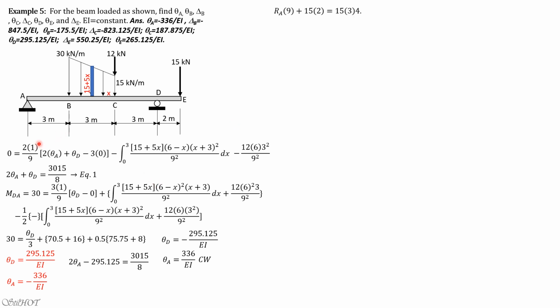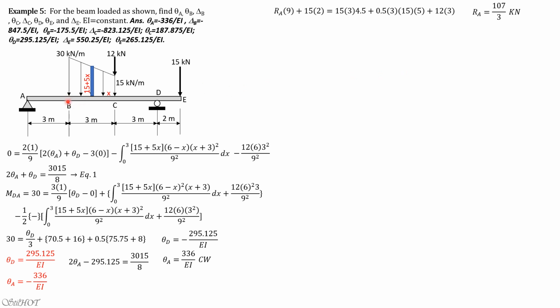So, but before that, let's solve for the reaction at A. Summation moment about D is 0, RA times 9 plus 15 times 2 equals the uniform load 15 times 3 times 4.5 plus moment of the triangular load 1/2 or 0.5 of 3 times 15. Moment arm is 2 plus 3, so 5. Then moment of the 12 kilonewton load 12 times 3. So RA is equal to 107 over 3 kilonewton.